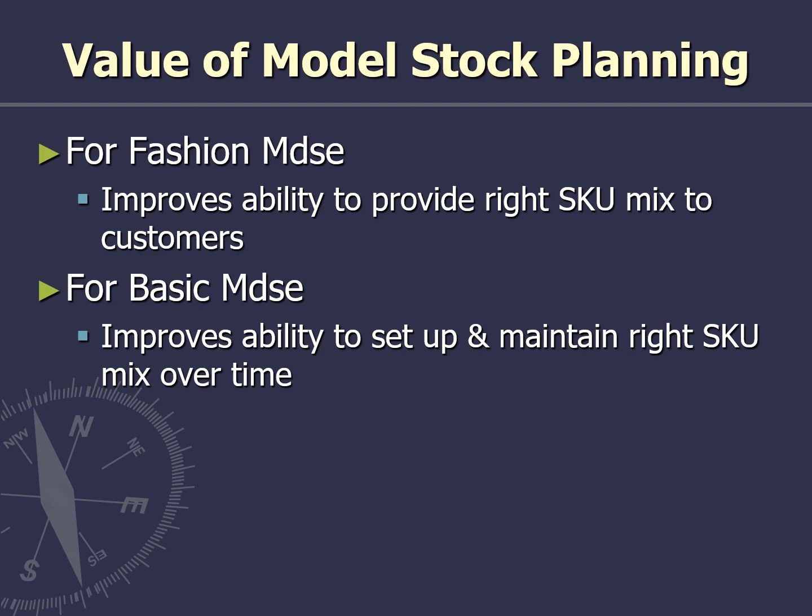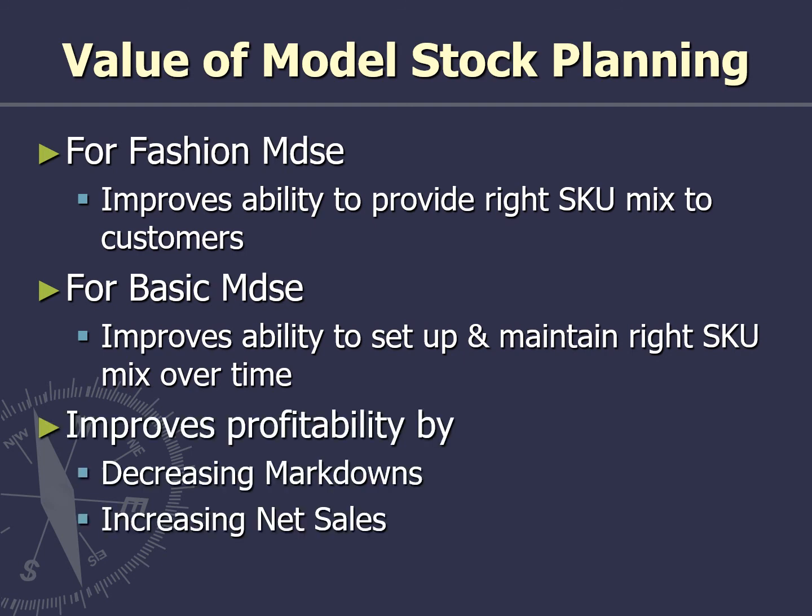Because of the different characteristics of these two categories of merchandise, fashion versus basic, the focus is slightly different in the model stock planning. For fashion merchandise, every season you have to figure out what the right SKU mix will be and try to predict that, and that's part of the model stock planning. Whereas for basic merchandise, of course, initially you will have to set up the right SKU mix, but after that, you're trying to maintain the right SKU mix over time, by having a predictable sales pattern and trying to supply the inventory to support that predicted sales.